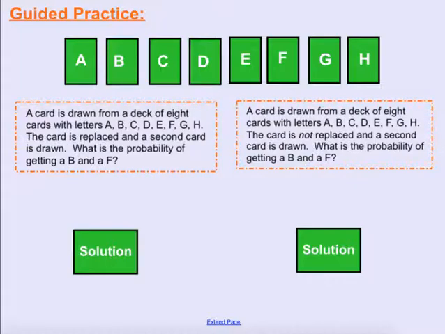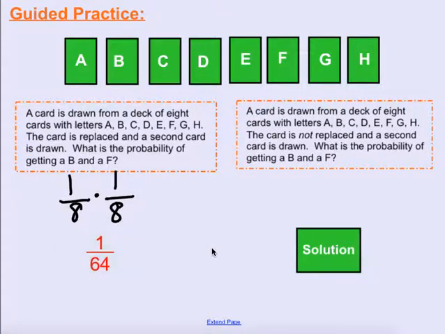A couple more examples. A card is drawn from the deck of 8 cards with letters A through H. The card is replaced and a second card is drawn. So what's the probability of getting a B and getting an F? Well, for the first one, it's independent probability, so our denominator is going to stay the same. We're going to multiply, and then I say, well, the probability of getting a B is 1/8. Probability of getting an F is 1/8. So I should see a solution of 1/64 here.